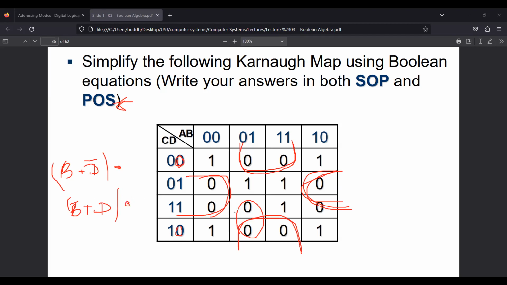And there is this one as well. So this one is not going to change, is A bar B. So in POS format, A bar will change to A plus, B will be changed to B bar plus, the C is not going to change since it is 1. So we need to take the bar. So this is the answer in the POS format.